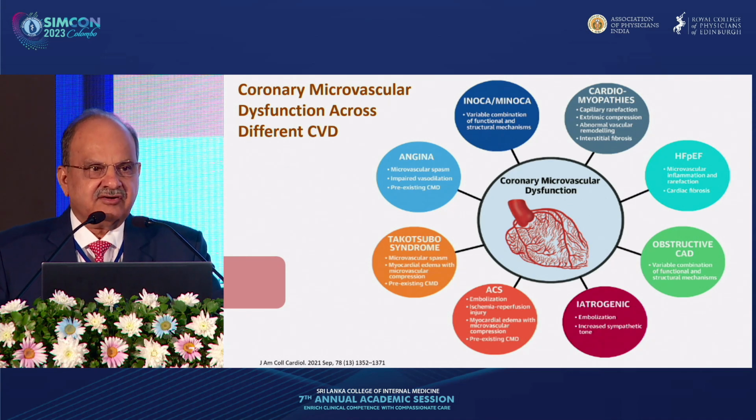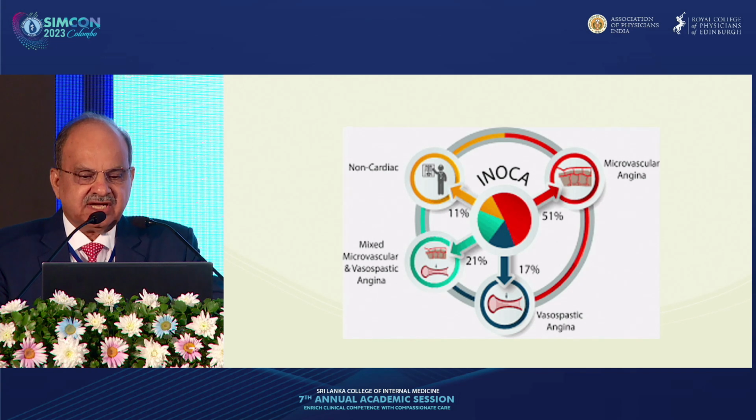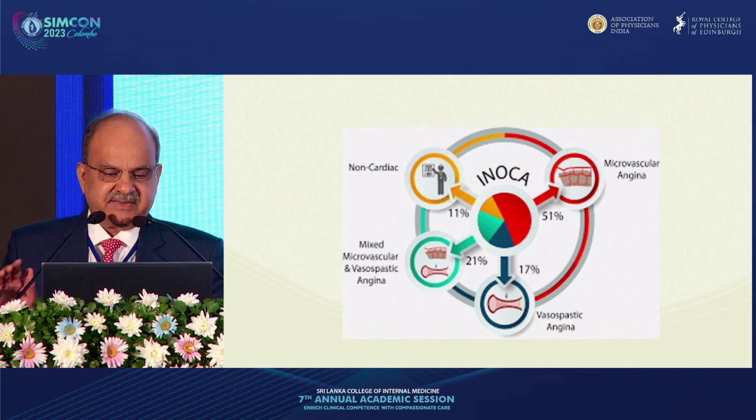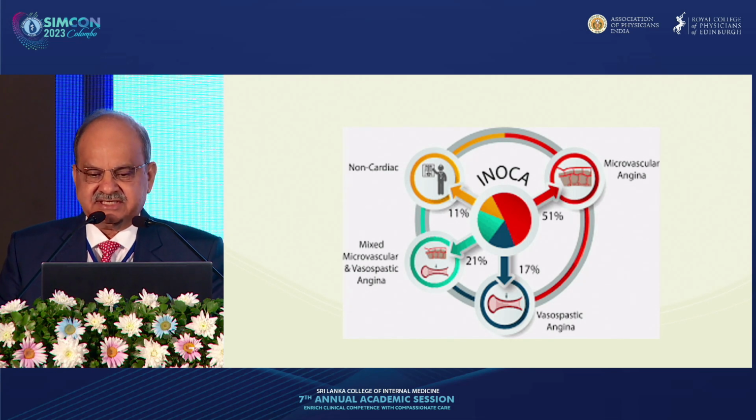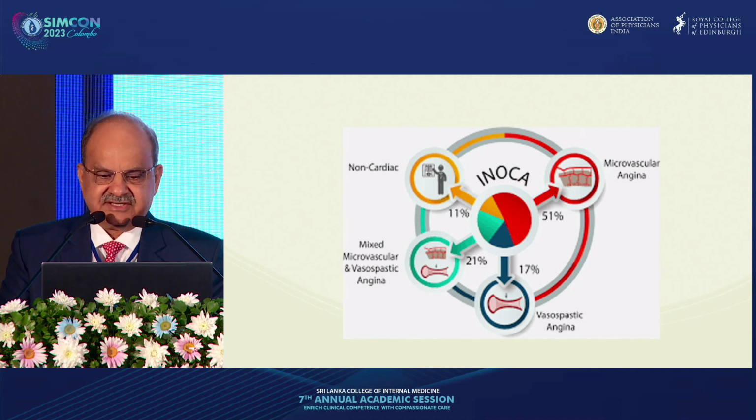We can see that in coronary microvascular dysfunction, there may be cardiomyopathies, heart failure with preserved ejection fraction, obstructive CAD, it may be iatrogenic because of embolization, increased sympathetic tone, acute coronary syndrome, Takotsubo syndrome, and angina. Now, look here: non-cardiac 11%, mixed microvascular and vasospastic angina 21%, vasospastic angina 17%, but a good number of these patients, 51%, are because of microvascular angina.